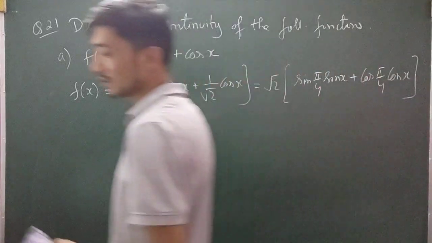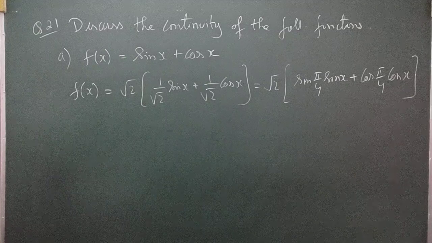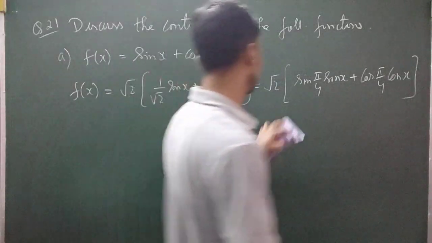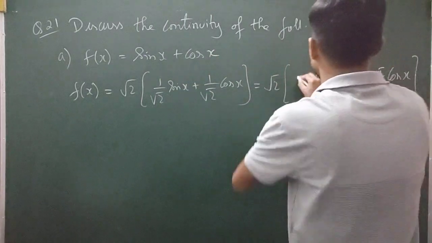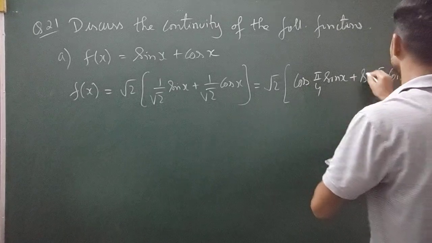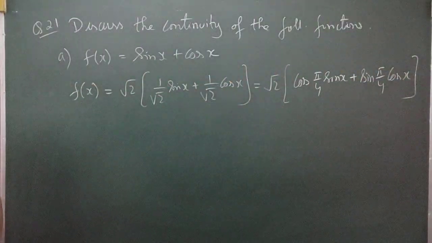Because 1 by root 2 is cos 45, isn't it? 45 is pi by 4. So sin A cos B. Okay, I'll just exchange this one. Instead of sine, maybe I'll just use cos. Cos pi by 4, sin pi by 4. That way, of course, we can do it either way also, no problem. So I'll just use this: sin x cos pi by 4 plus cos x sin pi by 4.